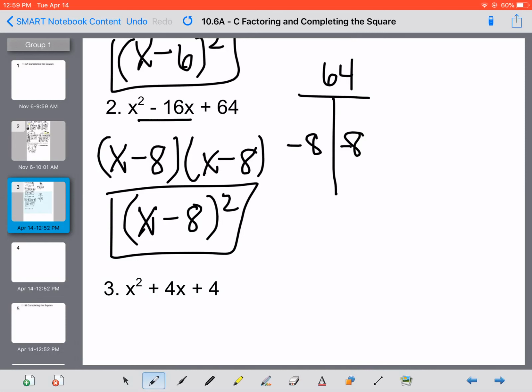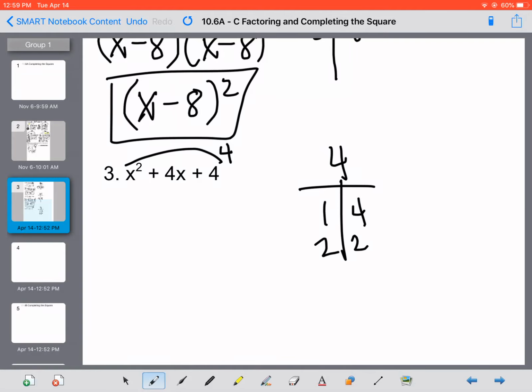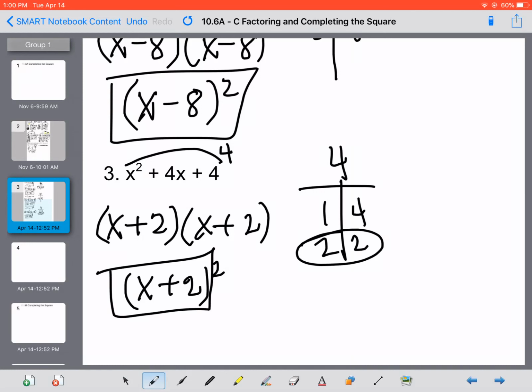Okay, and number 3. If we take a look at number 3, we're multiplying to 4 and adding to 4. Well, if we think about 4, we have 1 and 4 and 2 and 2. Which one's going to multiply to 4 and add to 4 is your 2 and 2. So because a is 1, I can do my shortcut and just write it as x plus 2 times x plus 2, which is really x plus 2 squared. And that is how you factor perfect squares.